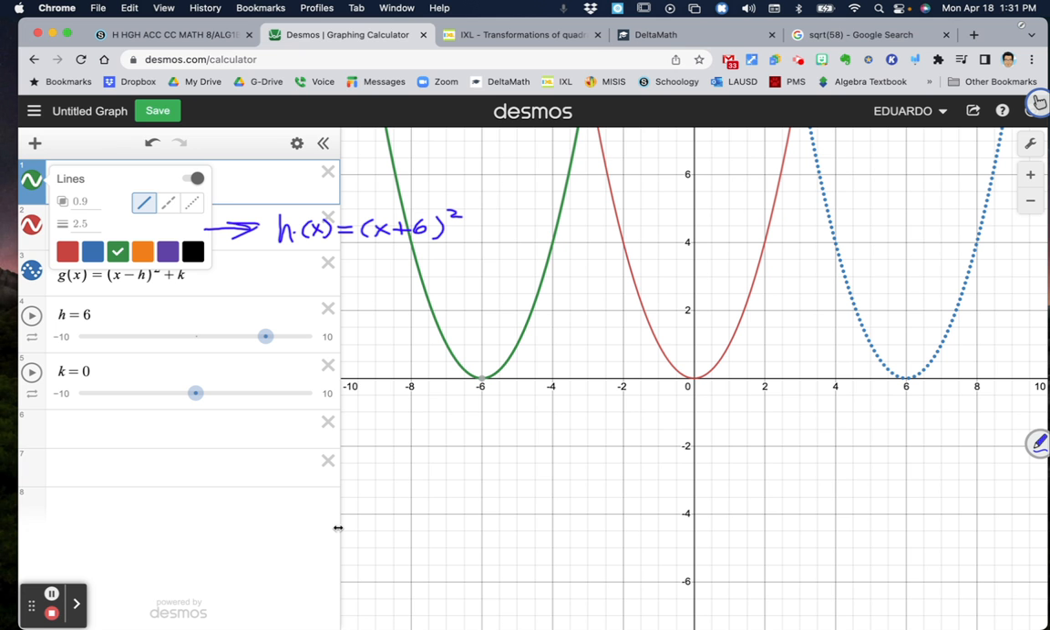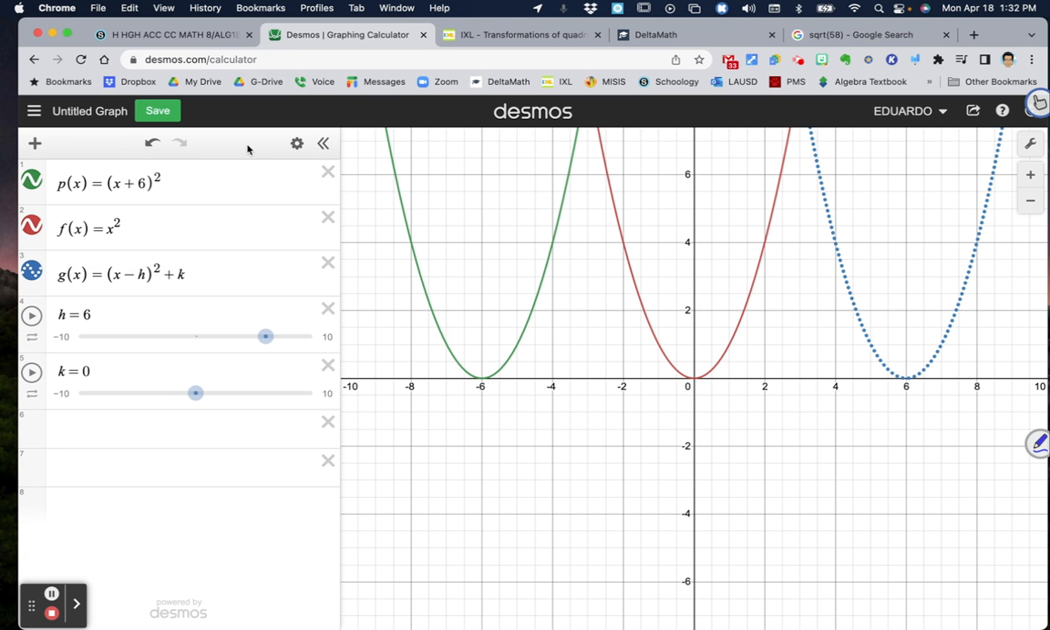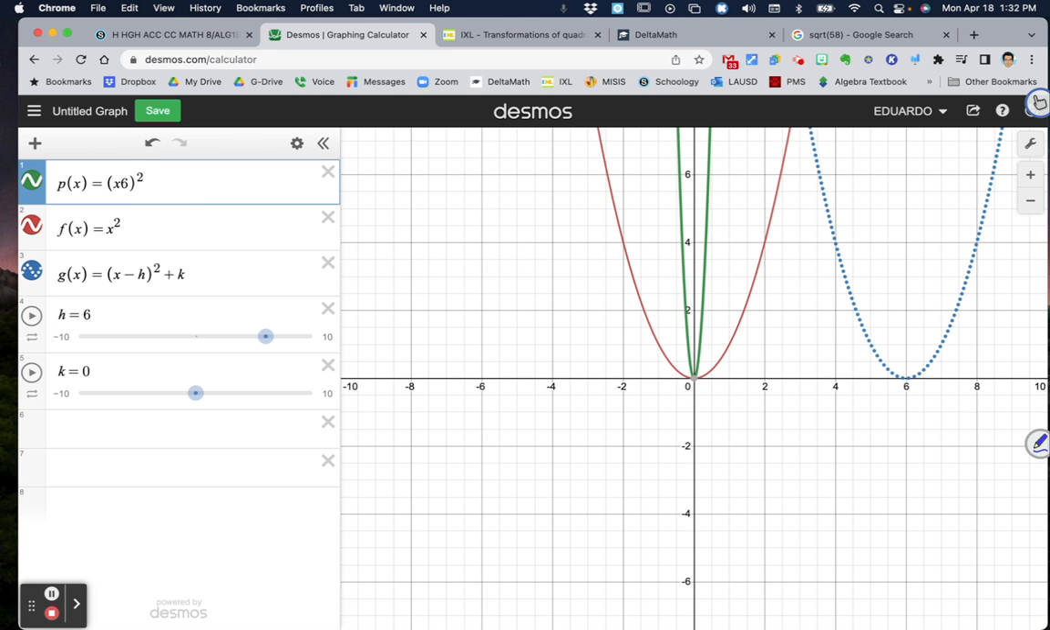So there it is. Did it move it over here? Did it move it to the right? What did it do? It moved it to the left. So what would I have to do to this h of x to move it so this green one overlaps the dotted one? Plus 6 isn't going to do it. Yes? Make it negative. Let's try. Yep, that did it.